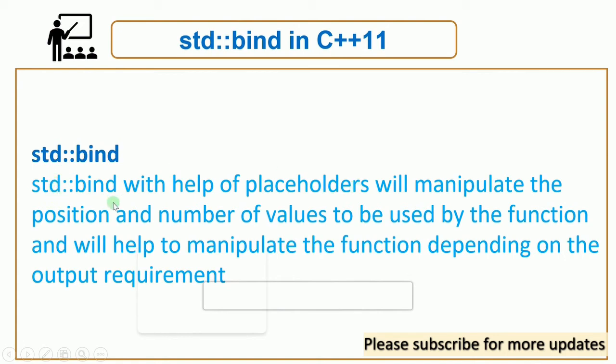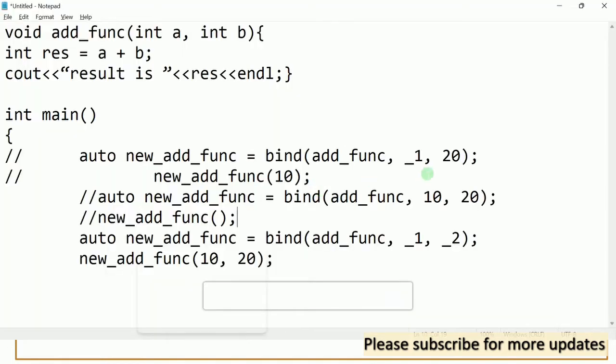So in std::bind, I have explained this bind feature more in depth, std scope resolution bind with the help of placeholders. You have already seen what these placeholders are. It is this one, underscore 1, underscore 2. They are represented by underscore and the numbers. You can see the maximum number is 2. That means 2 placeholders are there.